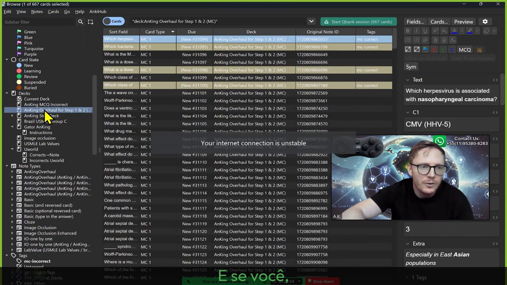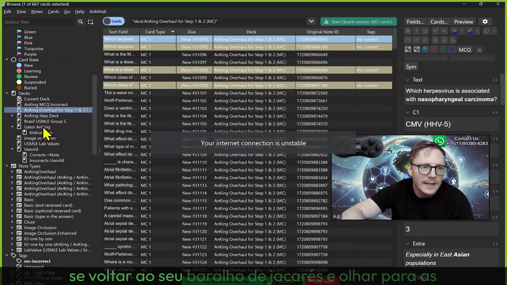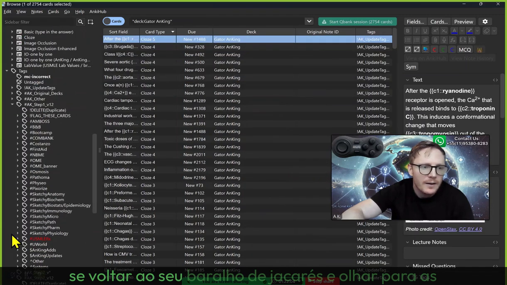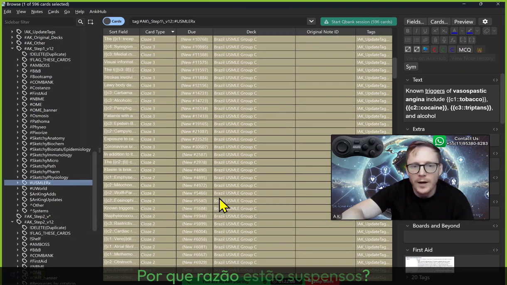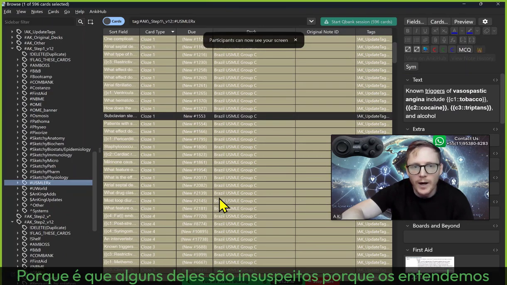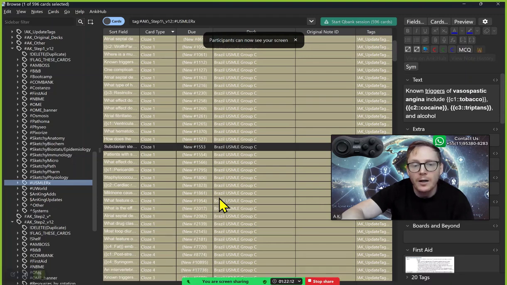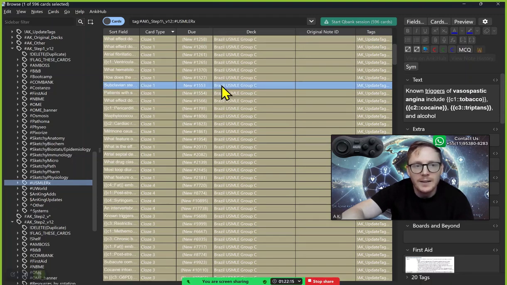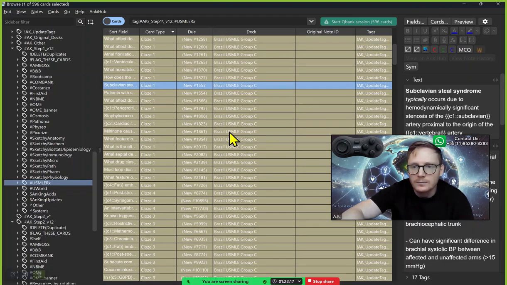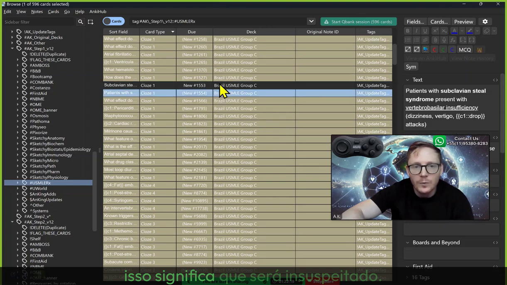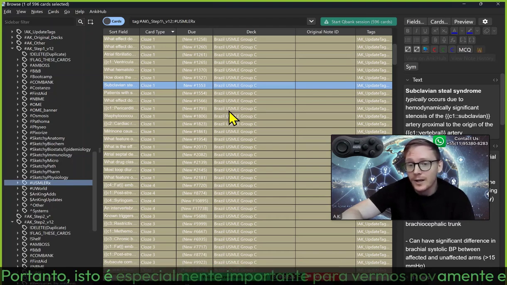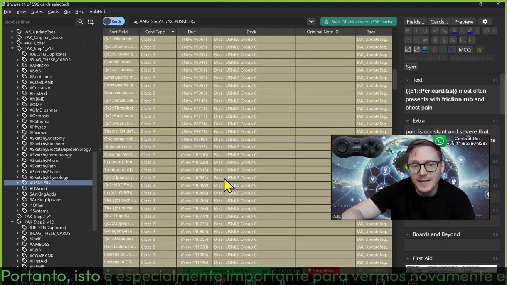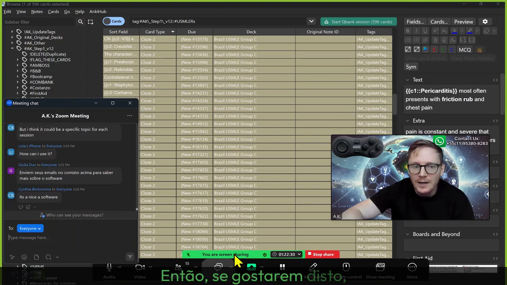If you go back to your Gator deck and look at the tagged USMLE style questions, a lot of these are suspended. Why are some of these unsuspended? Because we got them wrong. If you got a question wrong, like we got the Epstein question wrong, it will be unsuspended. So when we go to that deck, the only cards we'll have to review are cards we got wrong. Those are especially important for us to see again, and they'll be spaced repetition. If you guys like that, let me know.